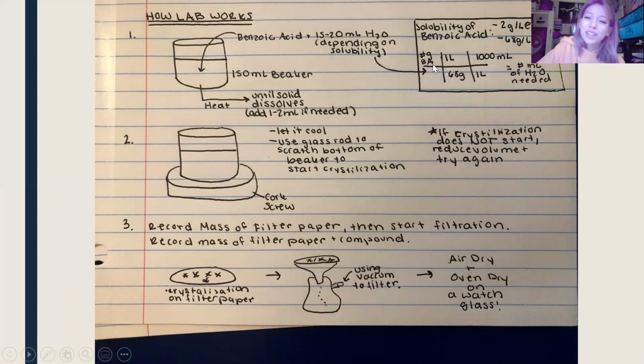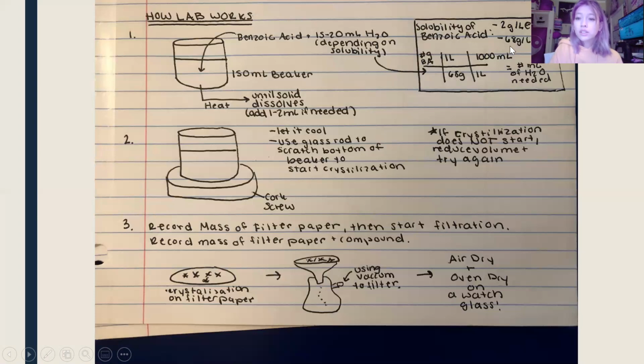Right here in the corner, we're going to start off with the amount of grams of benzoic acid that you measured first, which should be about 1 gram from the lab experiment and the lab manual, if I'm not mistaken. That's the amount of benzoic acid that you got, right? And then we're going to divide that by 68 grams because that's the solubility of benzoic acid.